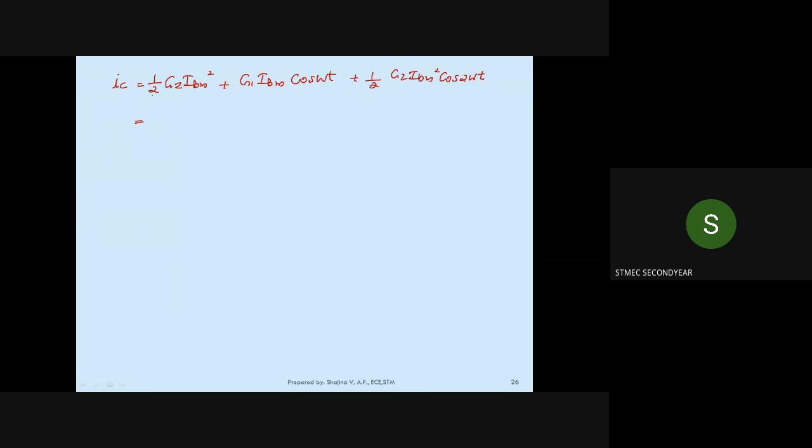Actually, this term does not contain any sinusoidal term, right? 1 by 2 is a constant value, G2 is constant, and IBM will be a numerical value, right? So I am taking it as I naught. Plus the next term, this G1 into IBM, will be a constant value, and there will be cos omega t. So I am taking this G1 into IBM as I1. So it is I1 into cos omega t plus here 1 by 2 into G2 into IBM square, I am taking it as I2 and cos 2 omega t.